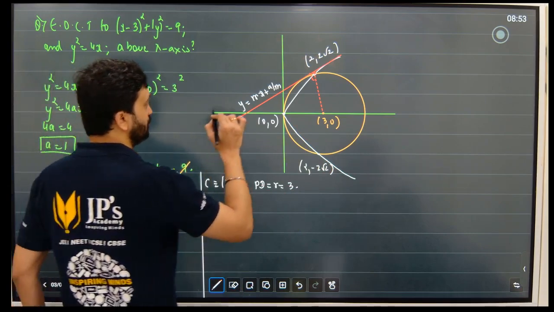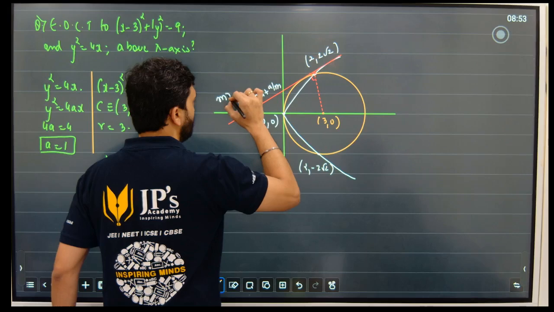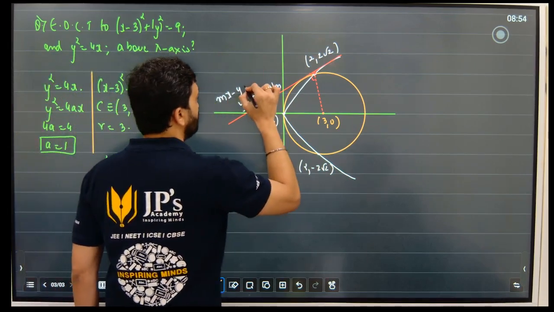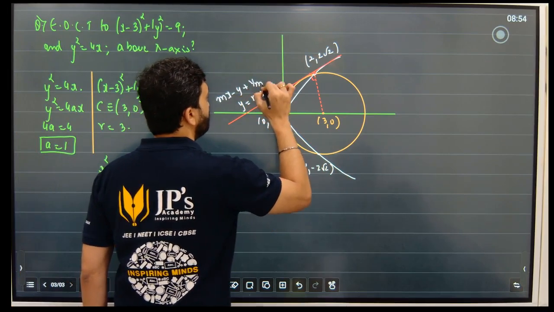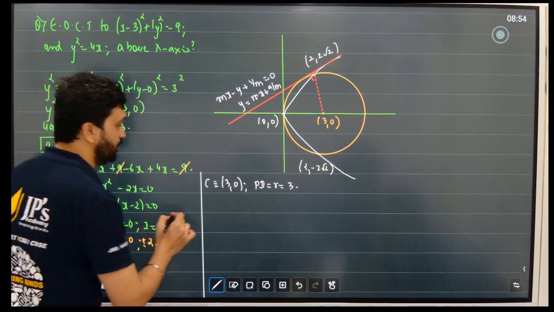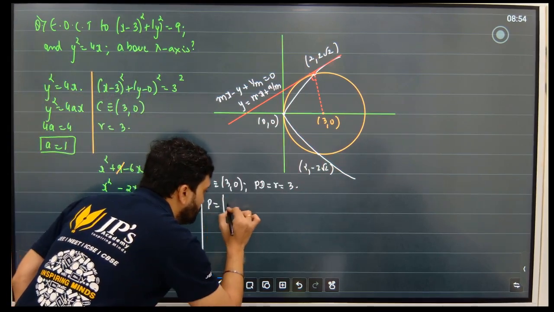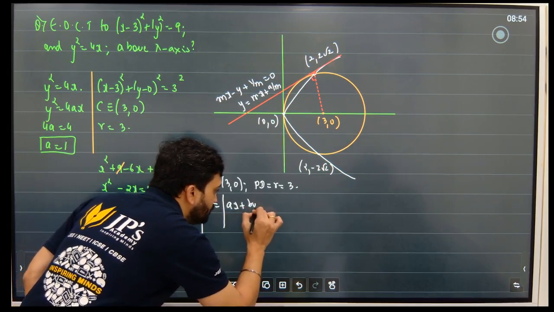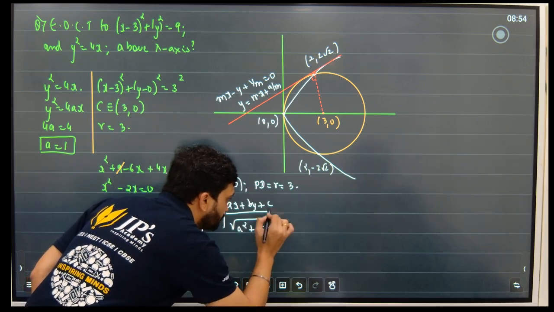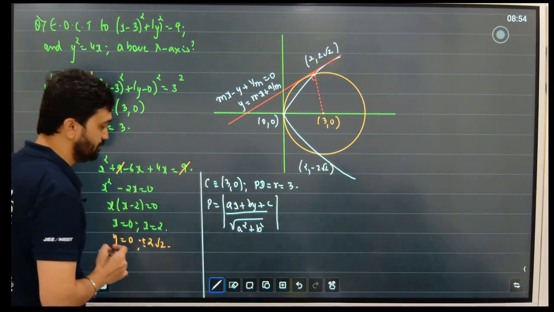I will write it properly. Writing properly means this will become mx minus y plus a, where the value of a is 1 by m, is equal to 0, and I have the center as (3,0). So I'll write the perpendicular distance is nothing but ax plus by plus c upon under root of a square plus b square, and my perpendicular distance is nothing but 3.